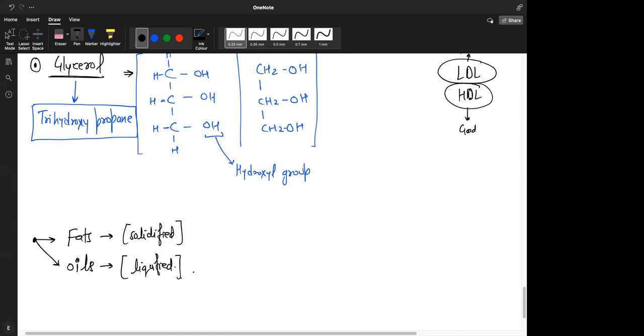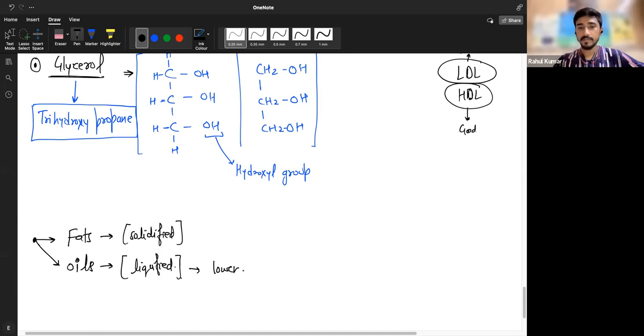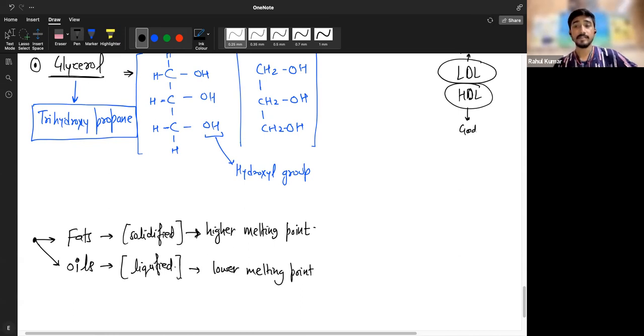Yes, sir. So oils have a lower melting point. That's why they are liquid at room temperature. And fats have a higher melting point. They also become liquefied, but at high temperature. And again, when they come to low temperature, they solidify. Best example is butter. If you keep it in the refrigerator, it solidifies. But if you take it out and keep it on the pan, it liquefies. But oil stays liquid. It has a lower melting point. Is it clear?